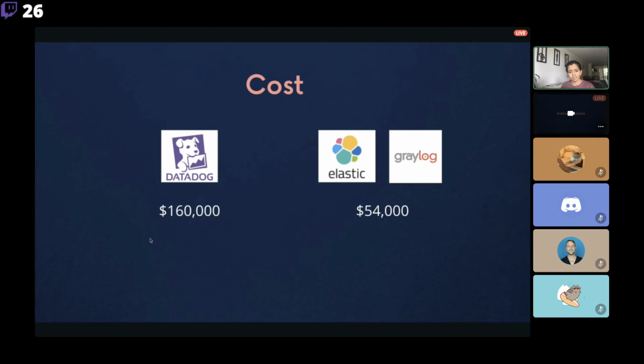For Campaign Monitor, we spent around $160,000 USD on Datadog for metrics and traces. And for our log pipeline, we used Graylog and Elasticsearch, which was around $54,000 USD. So it was pretty good. And we also had to justify, do you think we're getting the benefit by spending so much?